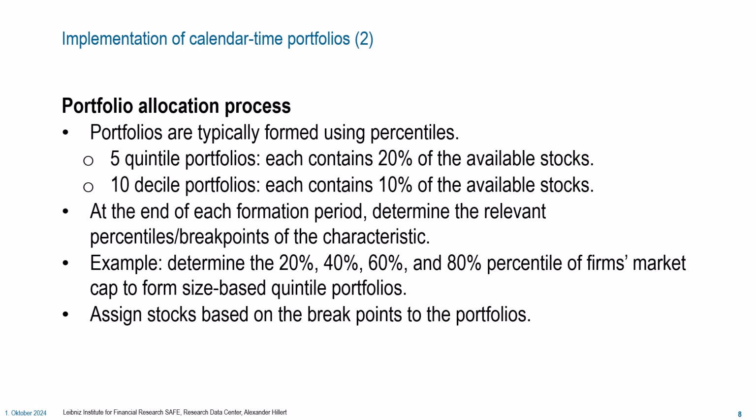So let's say the characteristic of our stock i is just the median, so it's exactly in the middle of the characteristic distribution. Then it means it's larger than the 40th percentile, but smaller than the 60th percentile, meaning it would be put in the 3rd quintile portfolio.